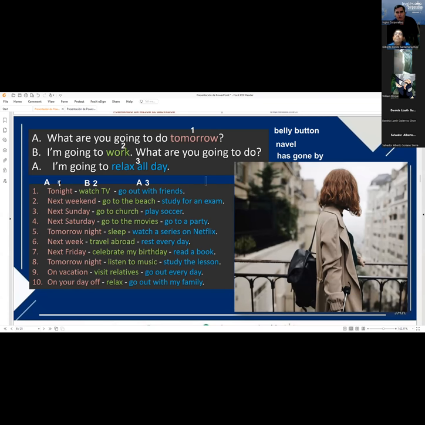What are you going to do tonight? B: I'm going to watch TV. What are you going to do? A: I'm going to go out with my friends. Here, I'm going to study for an exam. I'm going to play soccer. So don't say I'm going to go unless it's here. I'm going to watch a TV series on Netflix. I'm going to rest every day. I'm going to read a book. I'm going to study the lesson. I'm going to go out every day. I'm going to go out with my family. Okay? So this is what I'm saying.